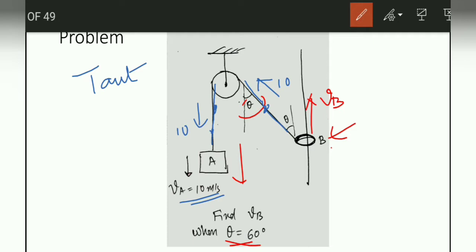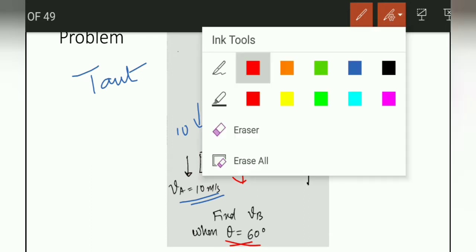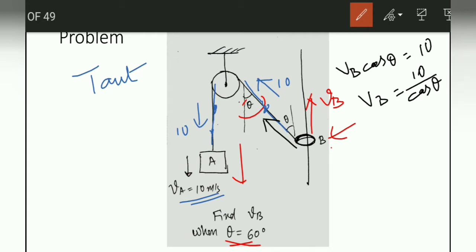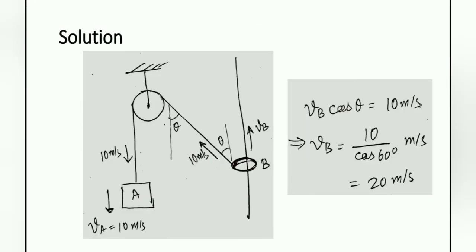Now this is Vb and this is 10. So the component of Vb along the string, say this component, will be equal to 10. So Vb cos theta is equal to 10. So Vb will be equal to 10 by cos theta. So theta is 60 degrees. I have solved this here, exactly the same thing I have done.